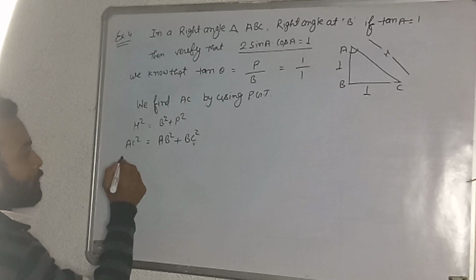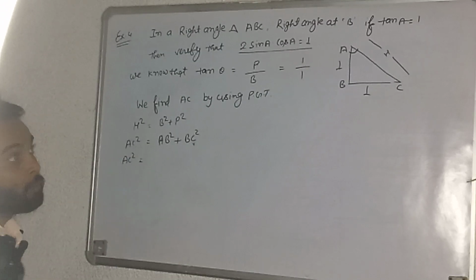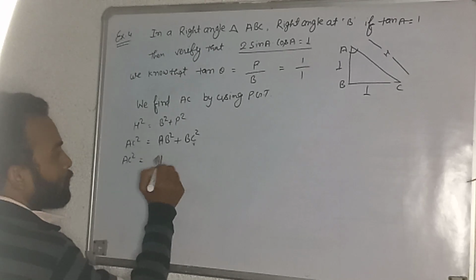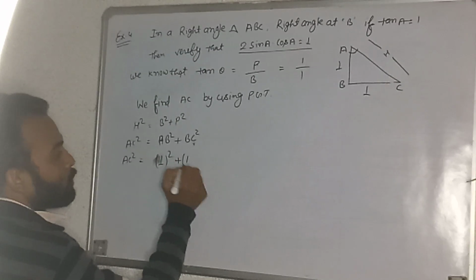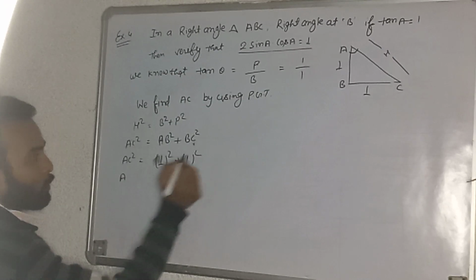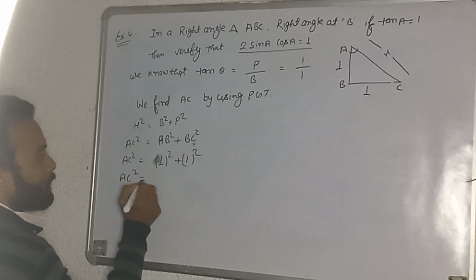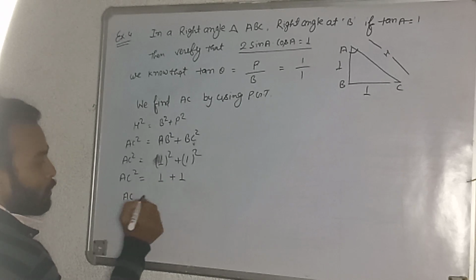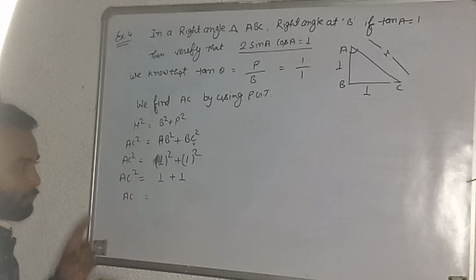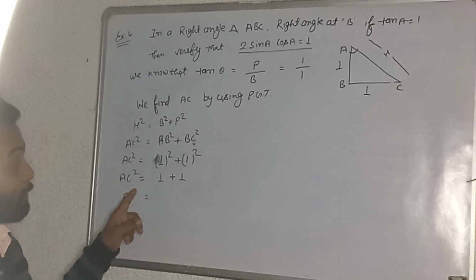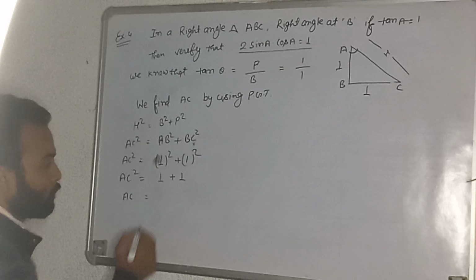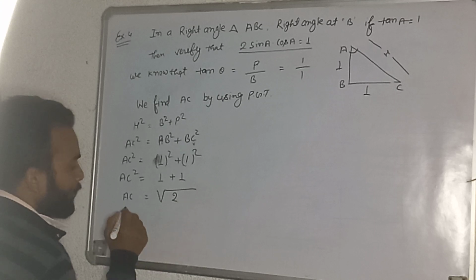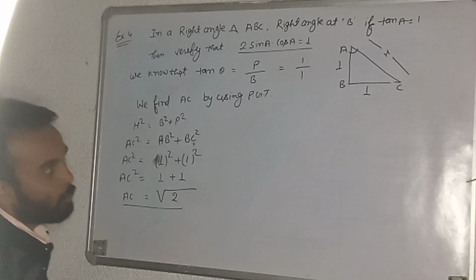AC is unknown. AC square is equal to AB is 1 square plus 1 square. AC square is equal to 1 plus 1. AC is equal to, this square will be transferred from left side to right side and become square root. So square root of 2. AC will be square root of 2.